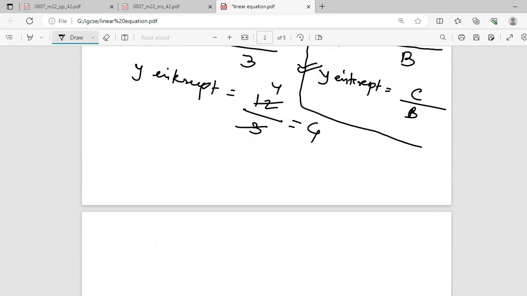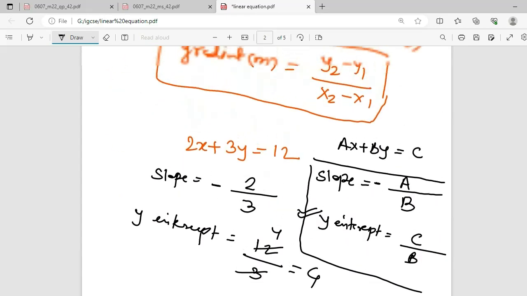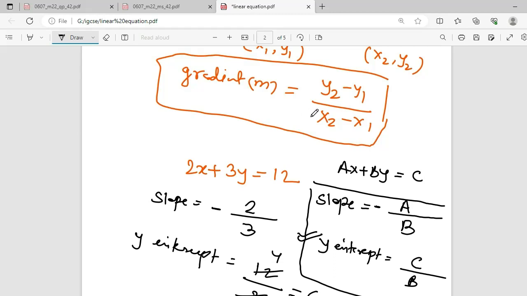So using this, we can work with the standard form. If there is a standard form, we can identify the gradient and y-intercept directly. Slope or the gradient is equal to minus coefficient of x upon coefficient of y, and the y-intercept is equal to the constant upon the coefficient of y.